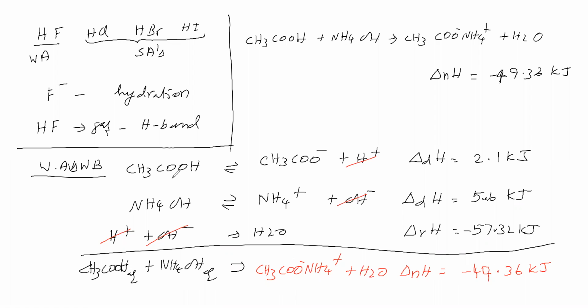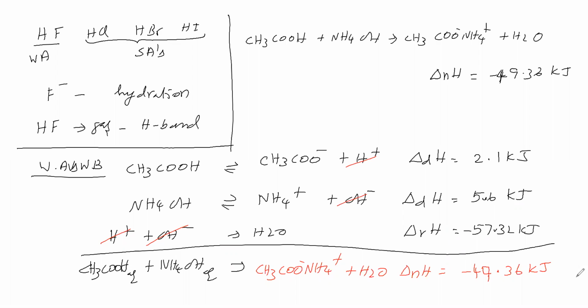The weak acid, acetic acid, is absorbing some amount of heat from the surroundings. Ammonium hydroxide is absorbing some amount of heat for dissociation. This process, H plus combining with OH minus, liberates 57.32. Out of this 57.32, ammonium hydroxide absorbs some amount and acetic acid absorbs some amount. Therefore the net is only 49.36. Therefore, the enthalpy of neutralization for acetic acid and ammonium hydroxide is 49.36 kilojoule. So the enthalpy of neutralization for a weak acid versus a weak base is less than for a strong acid and strong base.